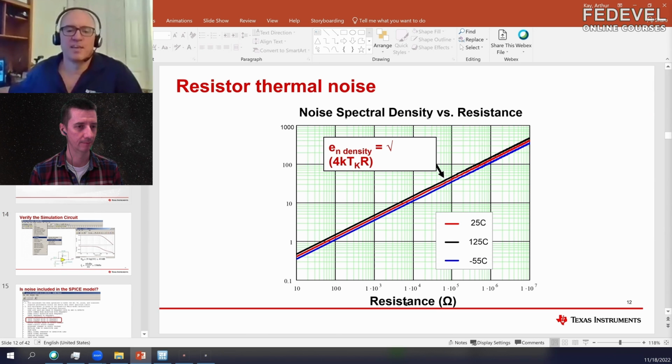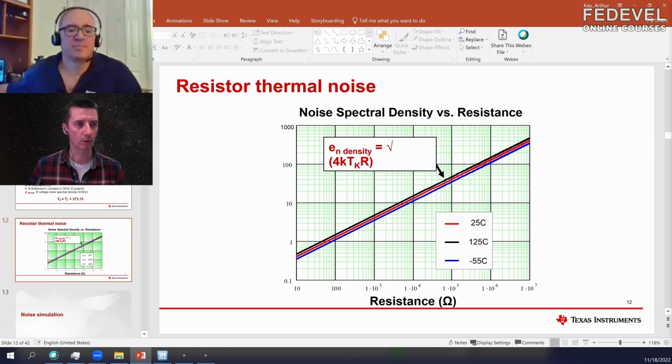Okay. So here's a curve, and there's an equation as well. It's 4 times k, which is Boltzmann's constant, times T, which is the temperature in Kelvin, times the resistance, and take the square root of that entire quantity, and that'll give you the noise density. And so you can see for a 100 ohm resistor, the noise density is about 1 nanovolt per root hertz. And this shows it for 3 different temperatures. So temperature isn't really that critical. You can see all the way from minus 55 to 125. It doesn't have nearly as much impact as just changing the resistance. So that's one way you could know how much noise you'll get from the resistors.